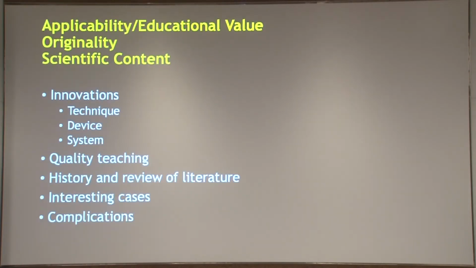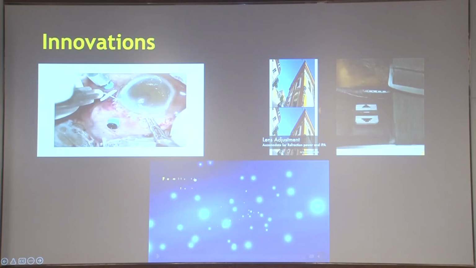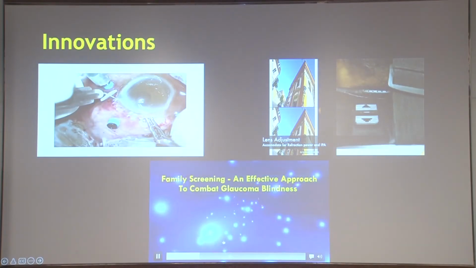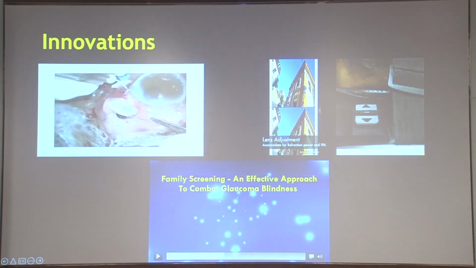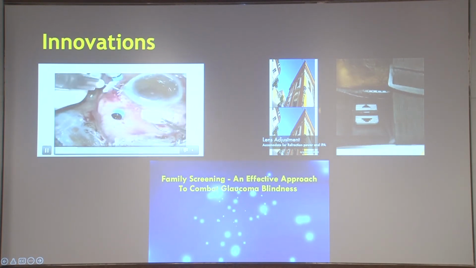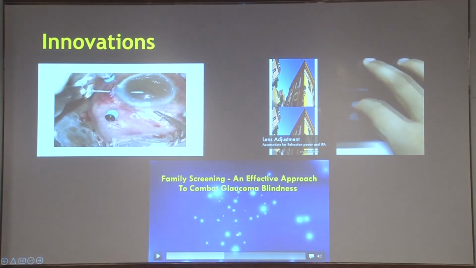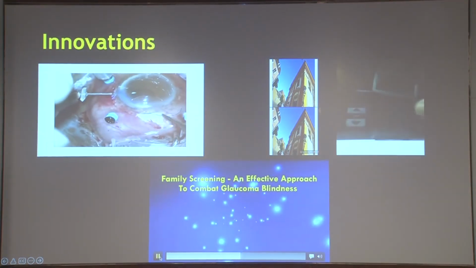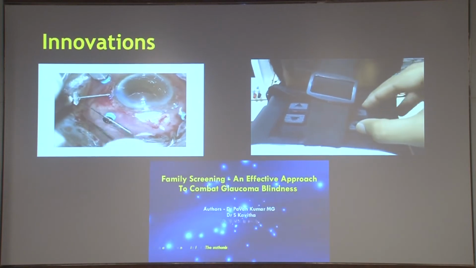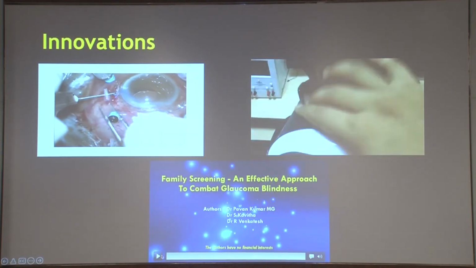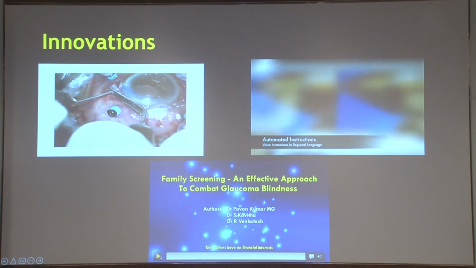In applicability and education value, we can make movies on innovations. It can be a technique, device, or system, quality teaching, history and review of literature, interesting cases, and complications. So this all can make a nice movie. The first movie is based on a technique, XNet, which also won an award. The second was a device, a virtual reality based perimeter, and this is a system: family screening. How do we do family screening in our institute? These are all award winning movies. It is how we make the concept and how it is applicable.